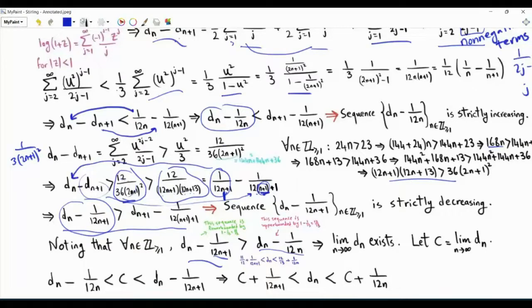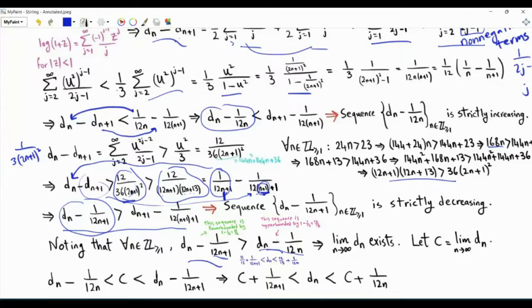Note that for every n, this inequality is true. And the sequence on the right-hand side is strictly increasing. Its minimum is when n is equal to 1. So the minimum value here is d1 minus 1 over 12 times 1.